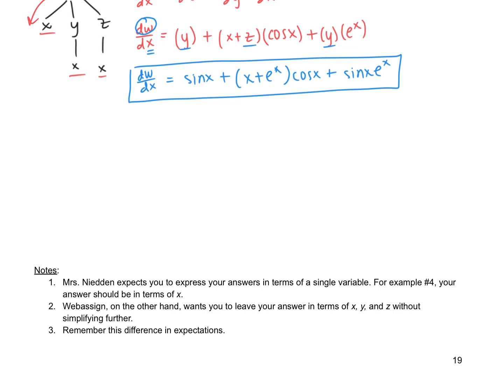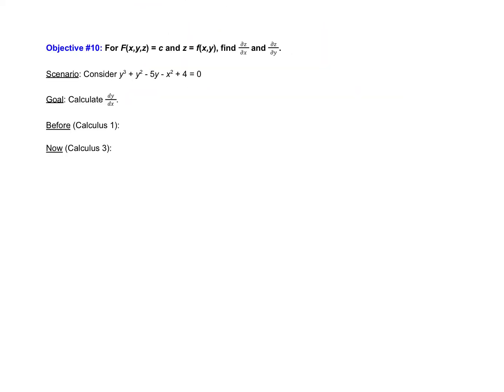Okay, so at this point, that is the basics of the chain rule. We're going to end this video with 2 more examples relating to implicit differentiation. So this next example, let's consider that we have this function right here that's written implicitly. Let's say that I wanted you to calculate dy dx. What would you do? Well, before, in Calc 1, you would use implicit differentiation.